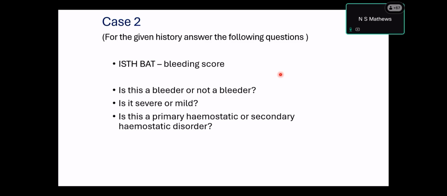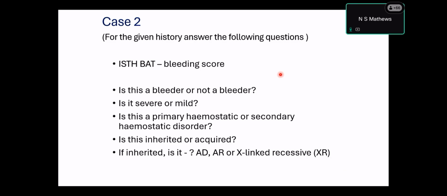Once you answer that, can you tell us from the history if it's a primary hemostatic or a secondary hemostatic disorder, that is, superficial versus deep? Then try to tell whether it is inherited or acquired. Remember, you will always take a family history as well. If it is inherited, can you deduce whether it is autosomal dominant, autosomal recessive, or X-linked recessive? And what is the likely diagnosis? I think you must have already been shared this kind of questionnaire and an example scenario using a hemophilia case. So we'll try to follow this for our case as well.